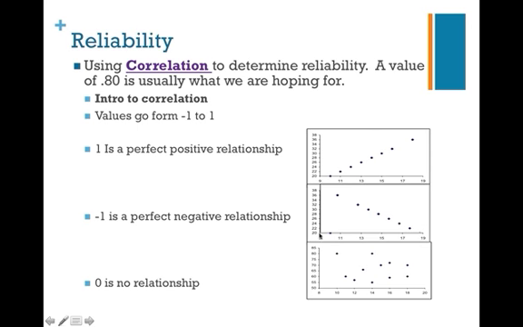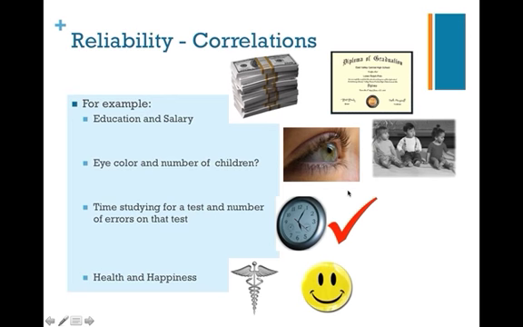Basically that means when one thing is going up, the other thing is going down. For example, as the amount of money you spend increases, the amount of money in your savings account continues to go down. That's a negative relationship. Zero is no relationship, and it really just looks like a big cloud of nothing. Some examples: education and salary. Well, those two things are positively correlated.